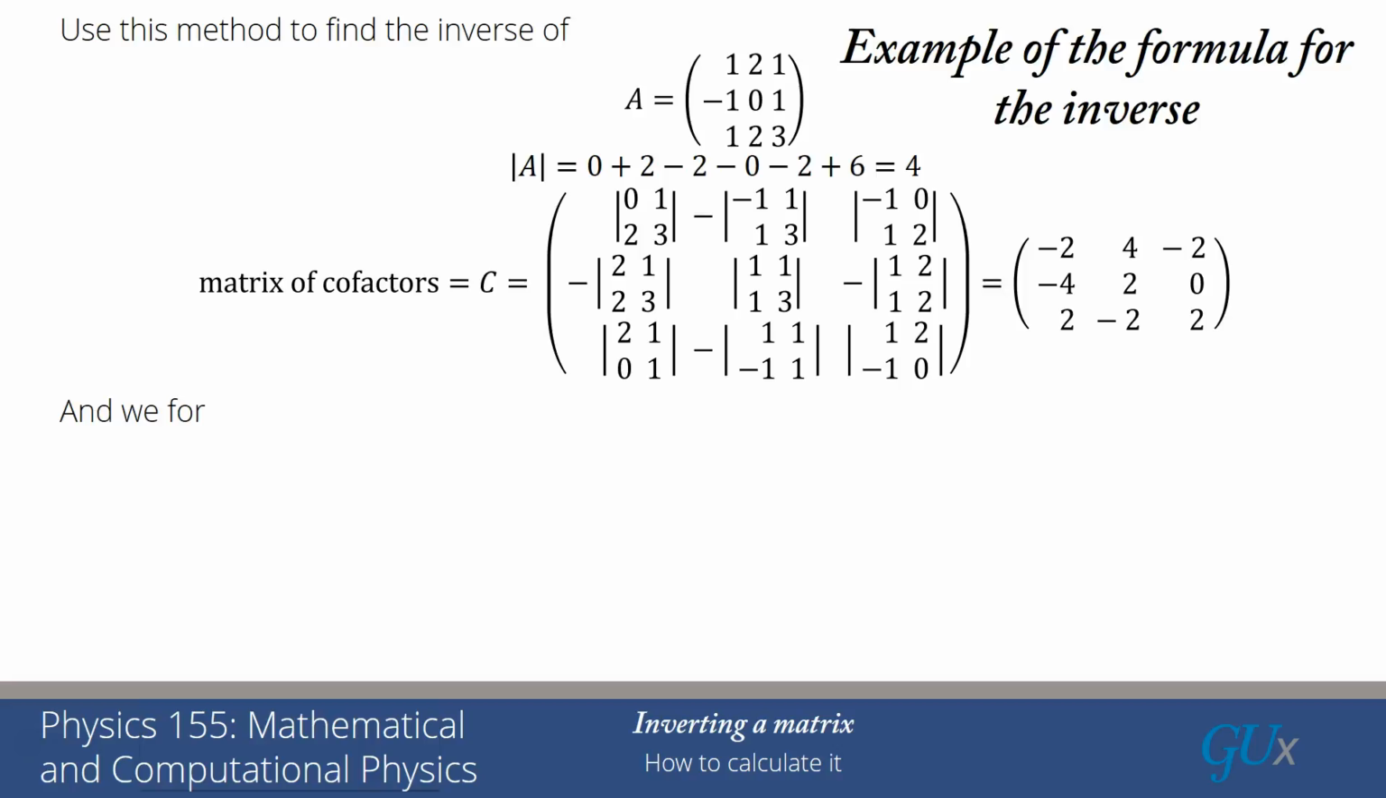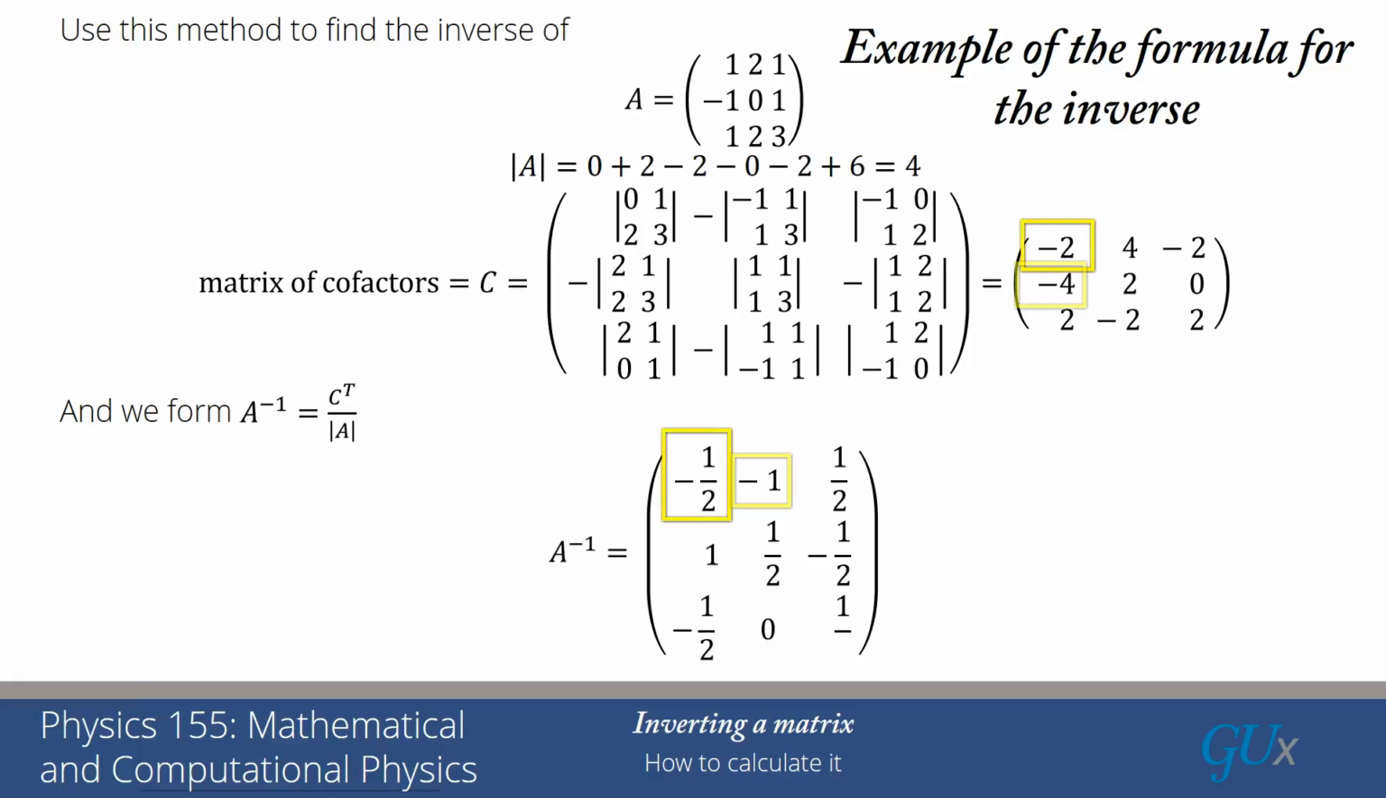All right, now we have to plug into our formula. Remember, the inverse was equal to the transpose of that matrix of cofactors divided by the determinant of A. So I first have to transpose that matrix and then divide it by 4. So I get minus 1/2, I get minus 1 because of the transpose, and I get 1/2 in the upper row. I get 1 because of the transpose, 1/2, 0, I'm sorry, minus 1/2, and I get minus 1/2, 0, 1/2 for the bottom row.